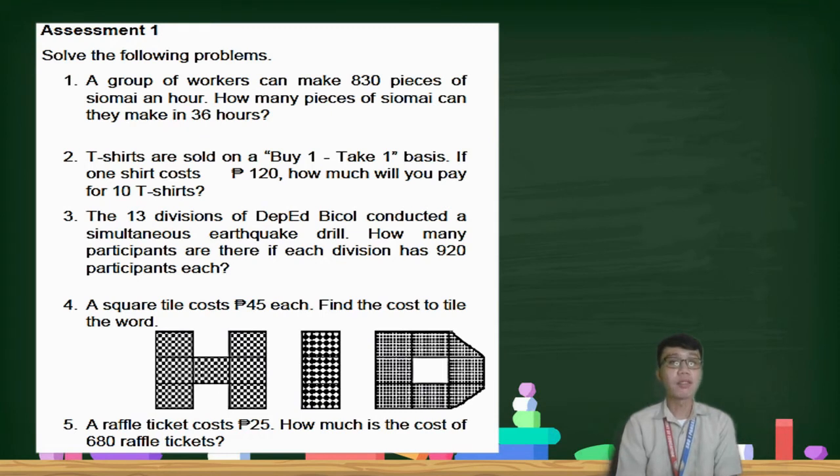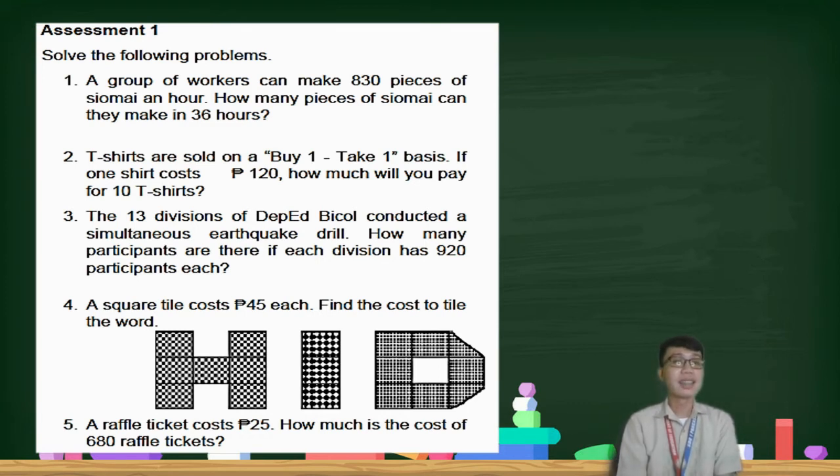Assessment 1. Solve the following problems. A group of workers can make 830 pieces of siomai an hour. How many pieces of siomai can they make in 36 hours? Number 2. T-shirts are sold on a buy one take one basis. If one shirt costs 120 pesos, how much will you pay for 10 t-shirts?